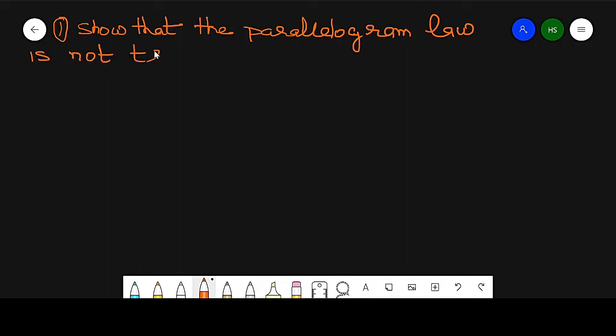Show that the parallelogram law is not true in LP space where p is not equal to 2. This is a very important question, and the given condition is that p is not equal to 2.